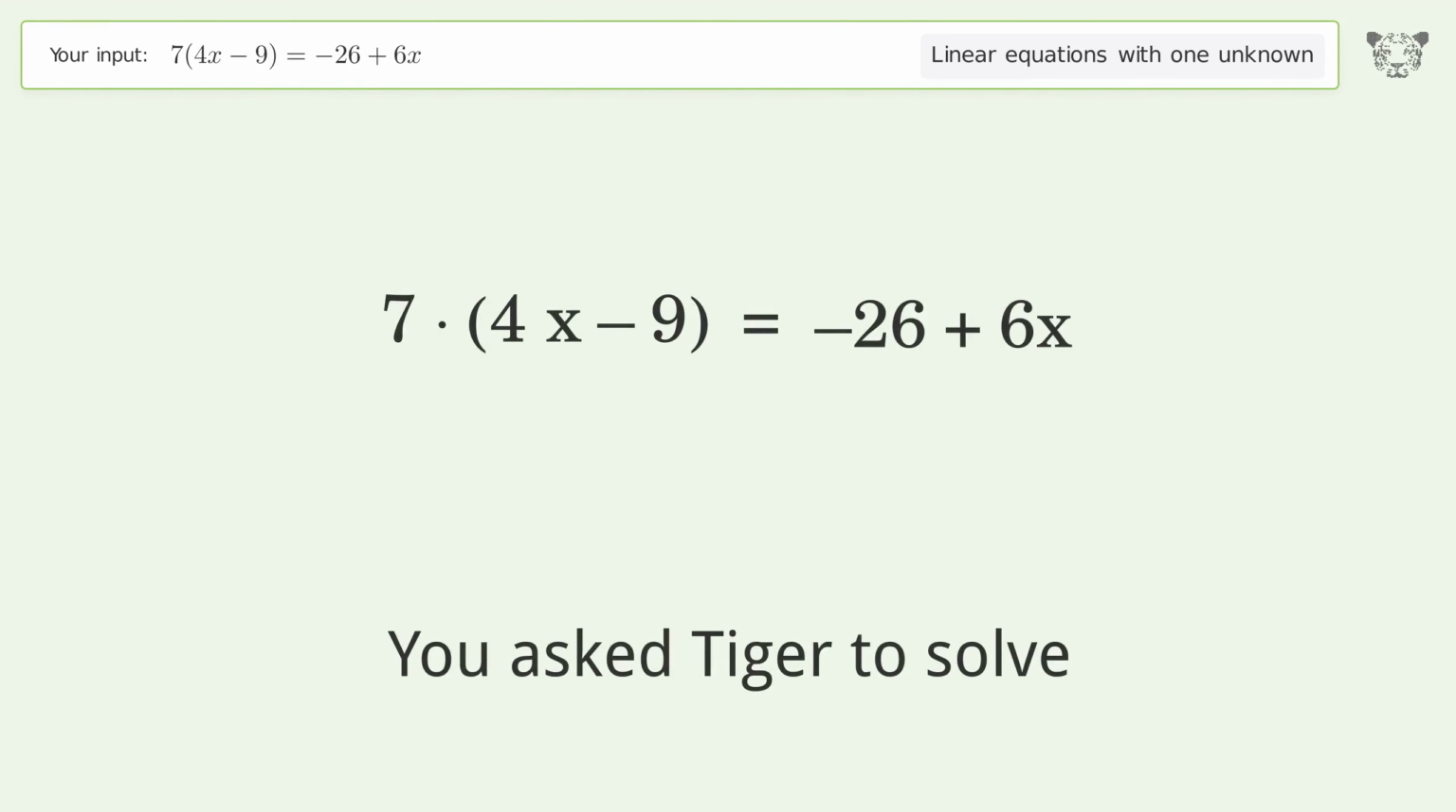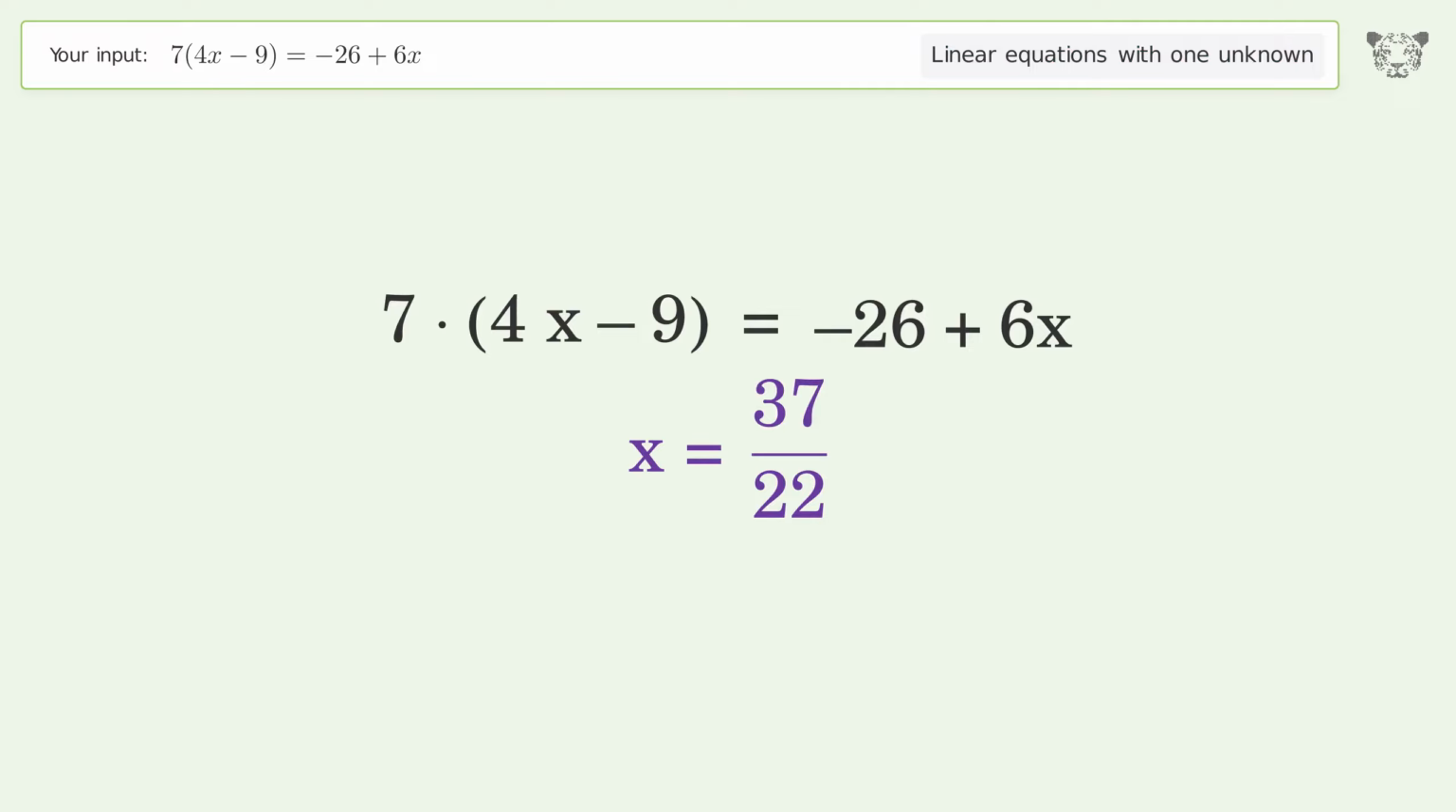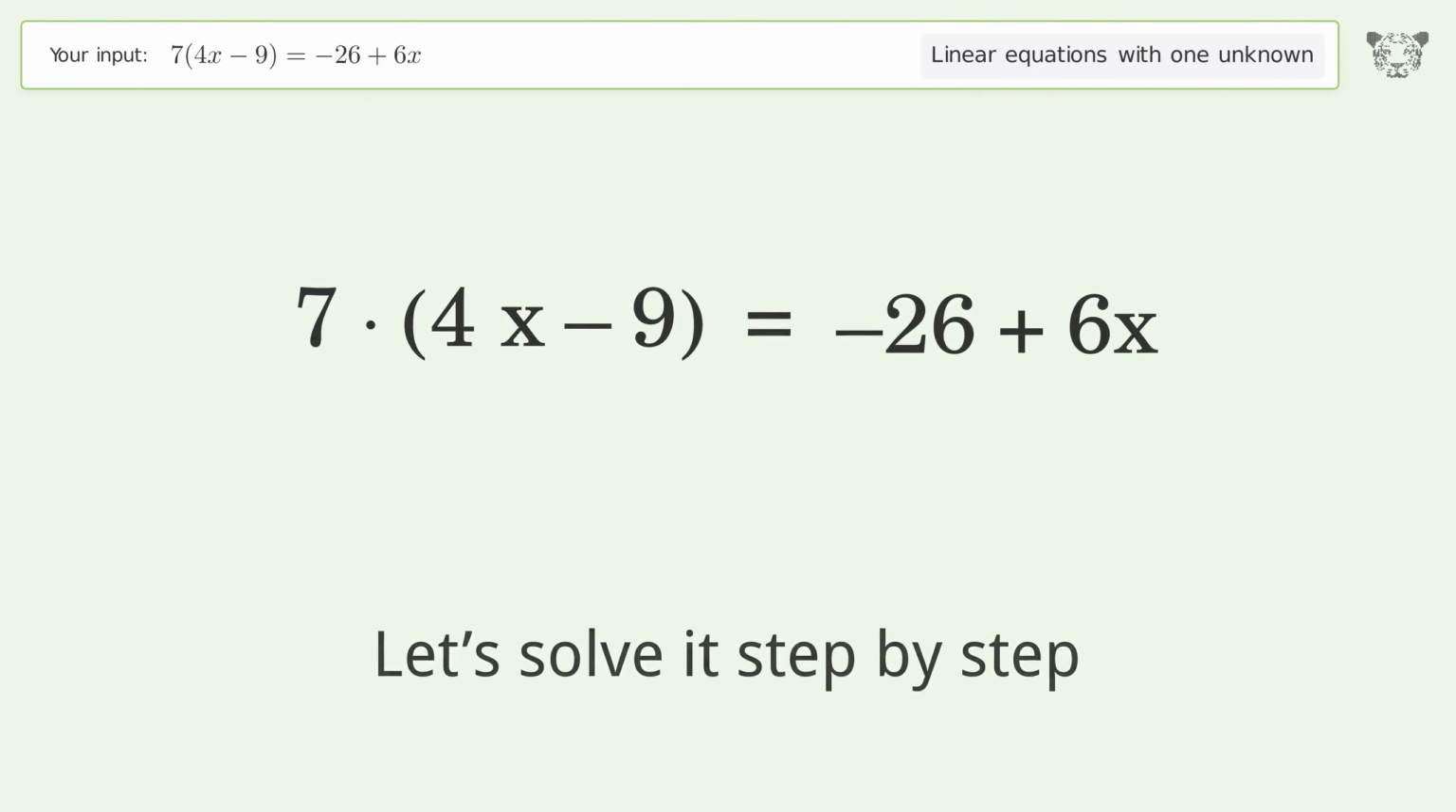You ask Tiger to solve. This deals with linear equations with one unknown. The final result is x equals 37/22. Let's solve it step by step.